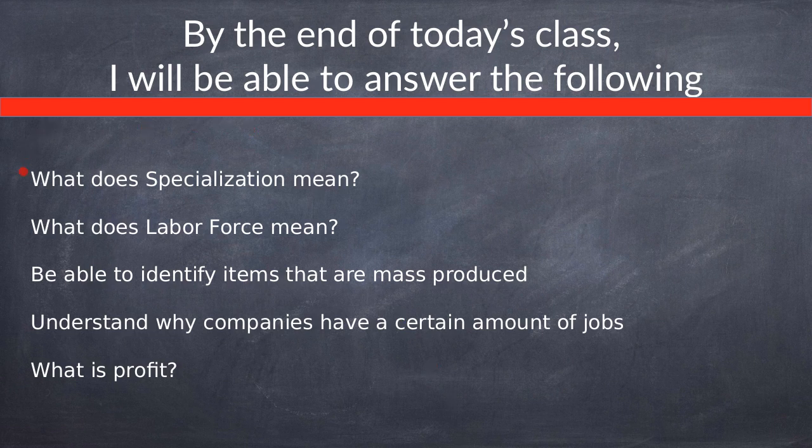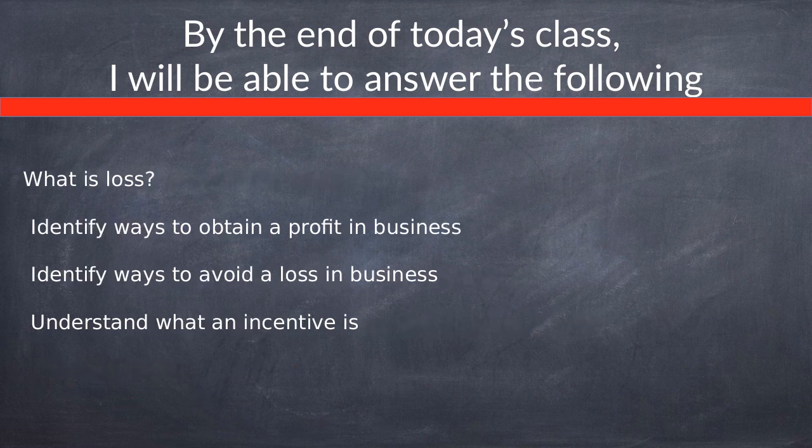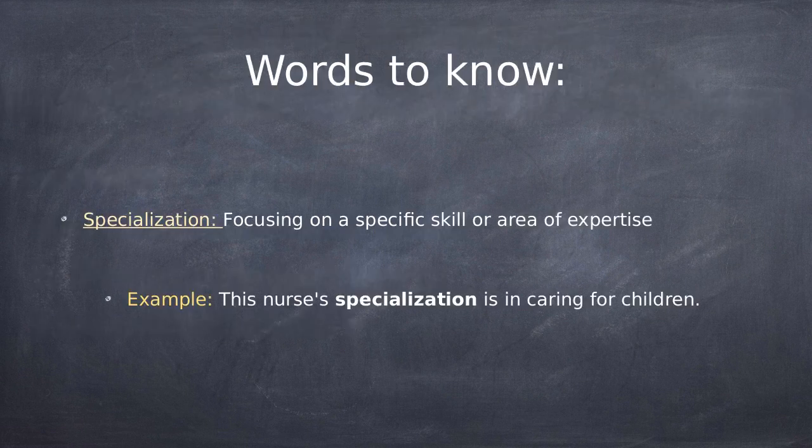By the end of today's class, you're going to be able to answer what specialization means. What does labor force mean? You're going to be able to identify items that are mass produced, understand why companies have a certain amount of jobs, like employees, like people working there, and you'll understand what a profit is. You'll also understand what a loss is. You'll be able to identify ways to obtain a profit in business. You'll be able to identify ways to avoid a loss in business and understand what an incentive is.